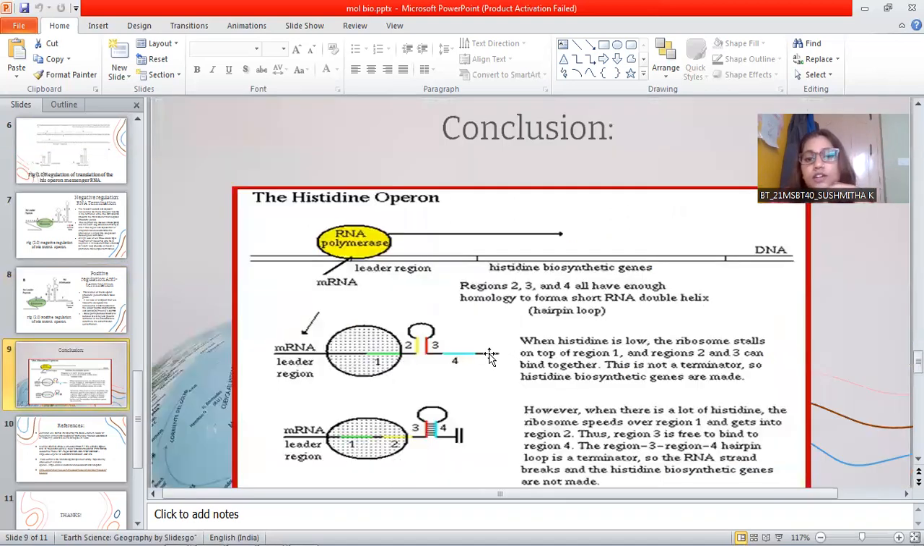This is basically the conclusion of whatever I have told till now. This is the loop over here. And then when histidine is low, they form loops, and then there is no place for them to form structural genes. It just ends.